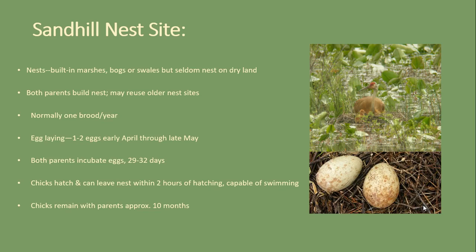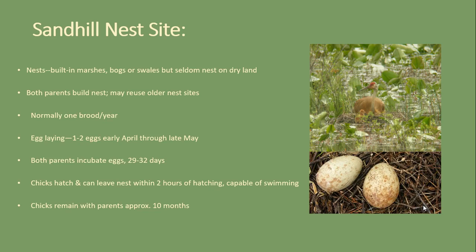Usually, sandhill cranes have one brood per year with 1 to 2 eggs. Both the parents will take turns incubating the eggs. This takes about 30 days, and so the chicks will hatch sometime in early April, maybe through the end of May. This is amazing. When the chicks hatch, they can leave the nest within 2 hours and are capable of swimming. I know that ducks probably exhibit this same trait, but I just find it fascinating that these little birds just born already have the ability to inherently know how to swim.